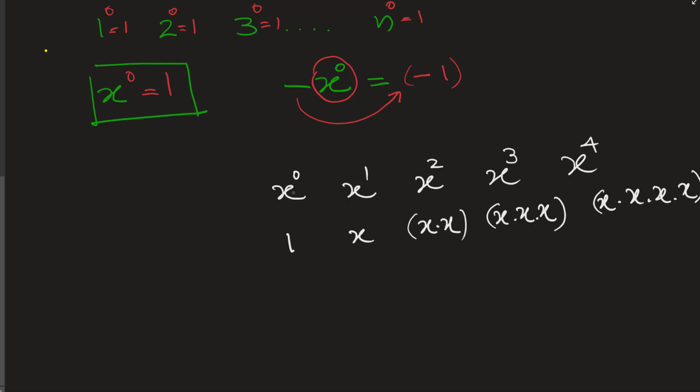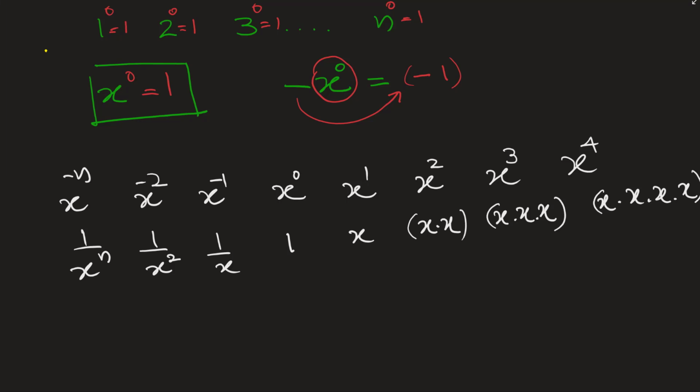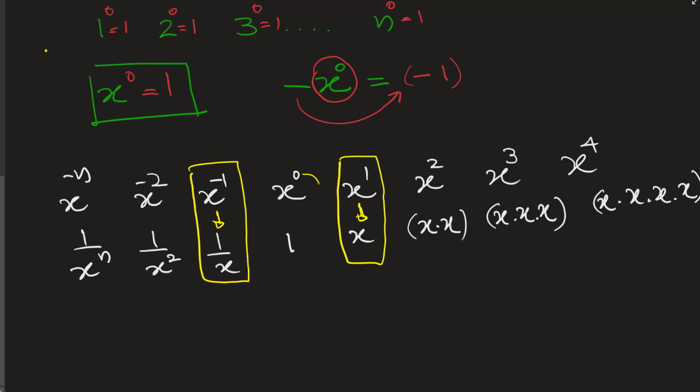Now we also want to look at the negative values, right? So if I get x to the power of minus 1, x to the power of minus 2, that is basically x to the power of minus n, let's say any number, that would be 1 divided by x, right? 1 divided by x squared, and so on. So that relationship, we have to try to see that.